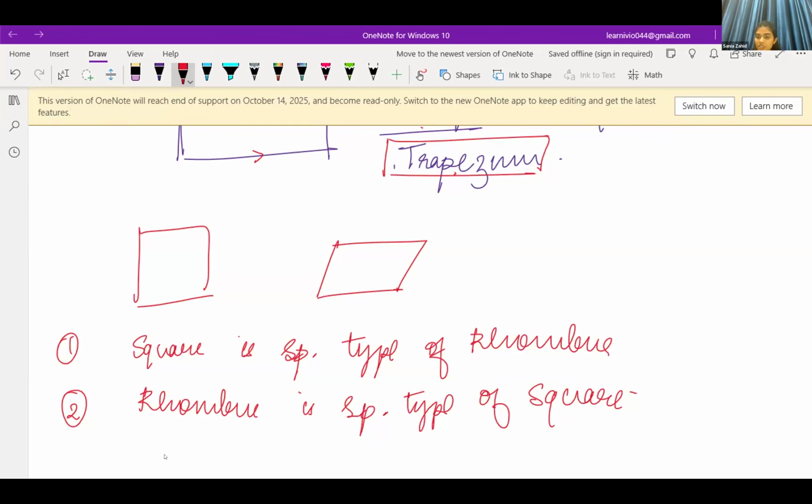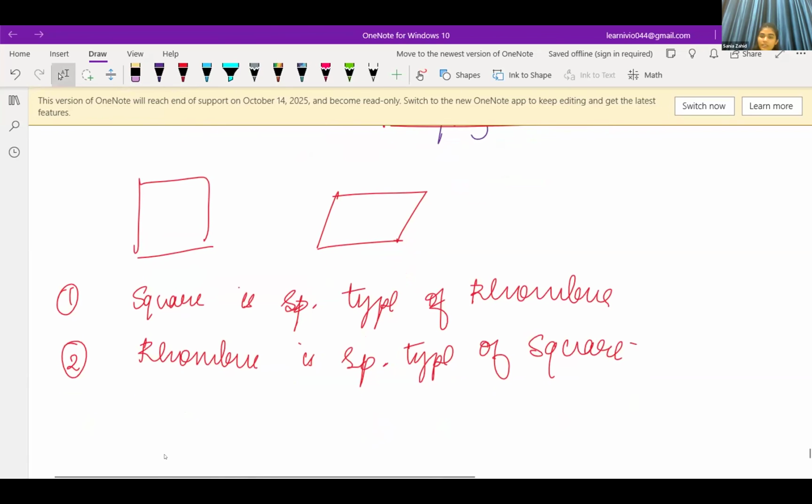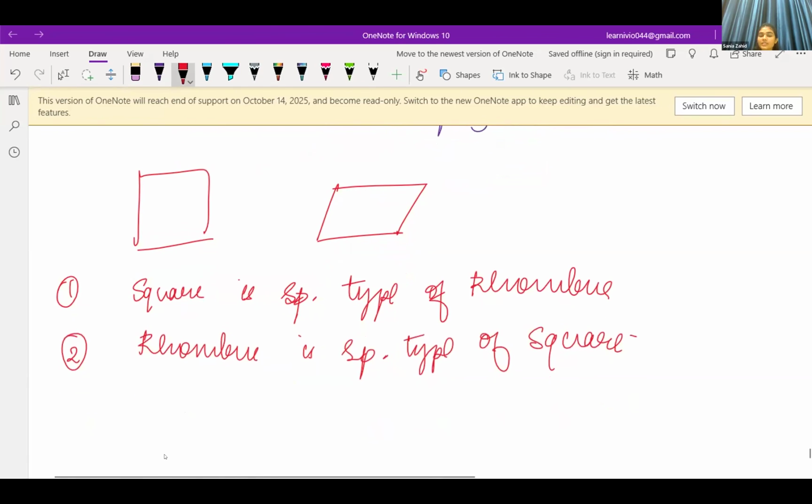Okay, read the first statement. Square is a special type of rhombus. That means I'm trying to prove that a square is a rhombus. So check the property of rhombus. Right, I want to prove a square to be a rhombus, so I will check the property of rhombus. Now, tell me.